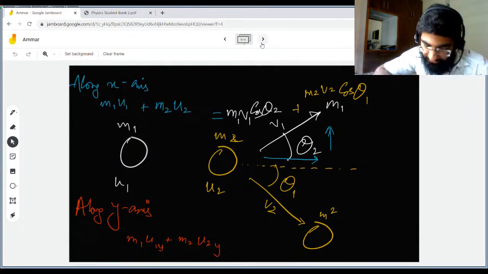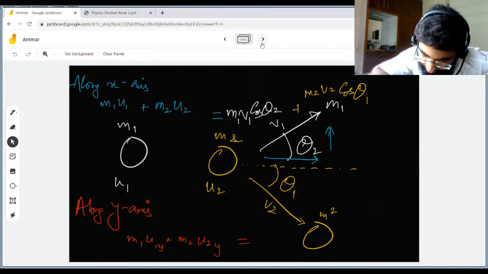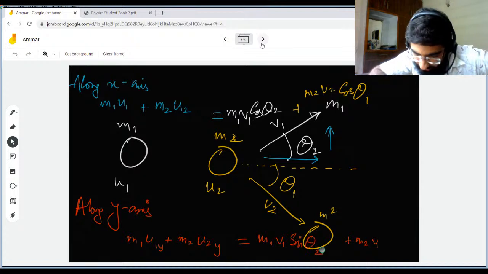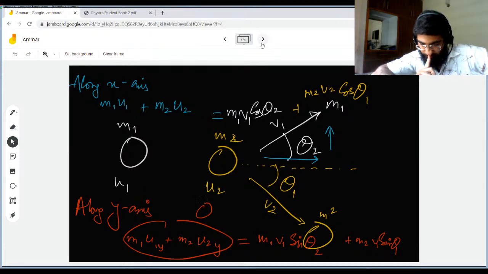All right, and now their components after collision: m1 v1 stays the same, m2 v2, but now v1 will have to be multiplied with sine theta 2, and the second one would have to be multiplied with sine theta 1. That's it. This particular component will come out as 0.